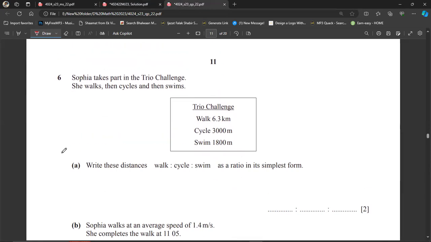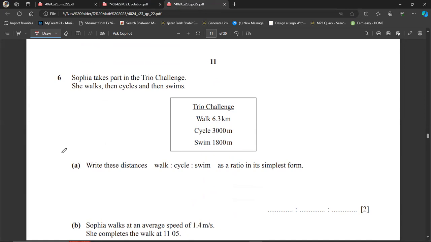Okay, so the next question coming up on your screen is question number 6. He says, Sophia takes part in the triathlon challenge. She walks, then cycles, and then swims. She walks 6.3 kilometers, cycles 3,000 meters, swims 1,800 meters. Write these distances, walk to cycle to swim, as a ratio in its simplest form.